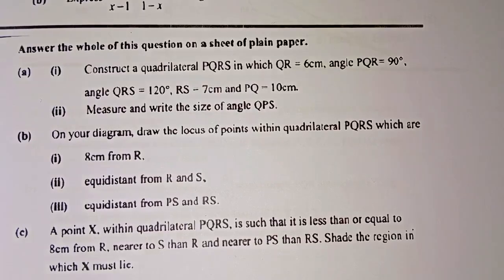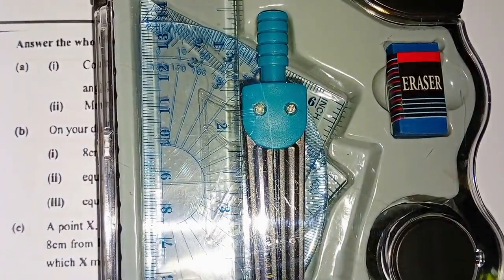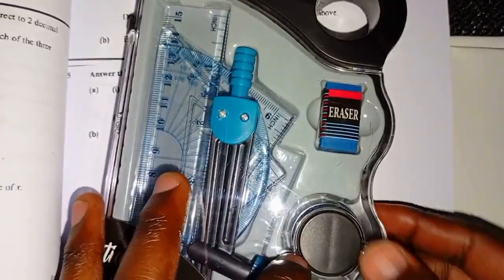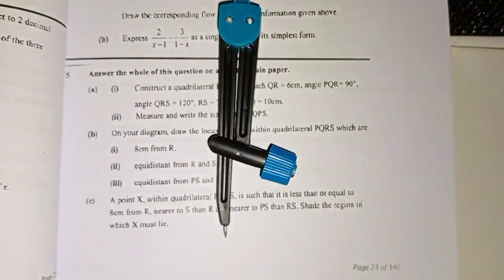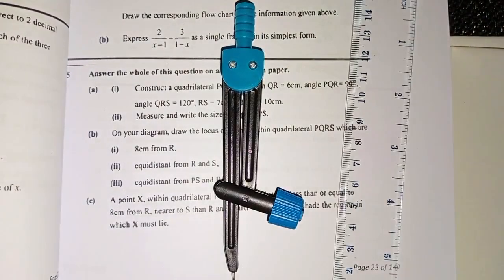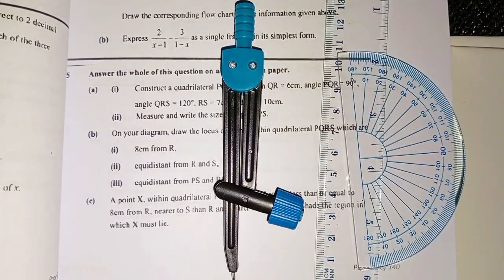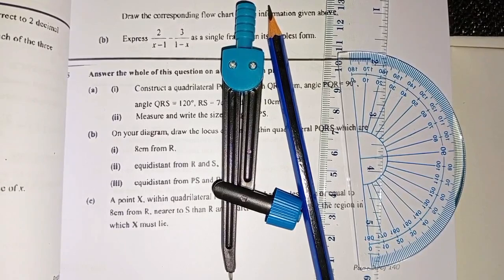So what do we need for us to construct this? We need a mathematical set. I have this type of set, but all you really need is a compass, at least a 12 centimeter rule, a protractor, and a pencil. I think that's all you need for construction. So let's see how we can construct this quadrilateral.